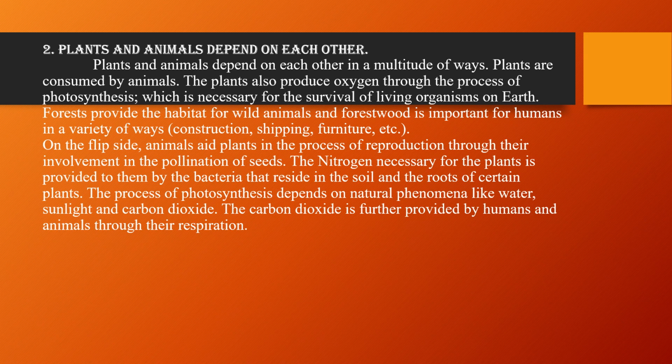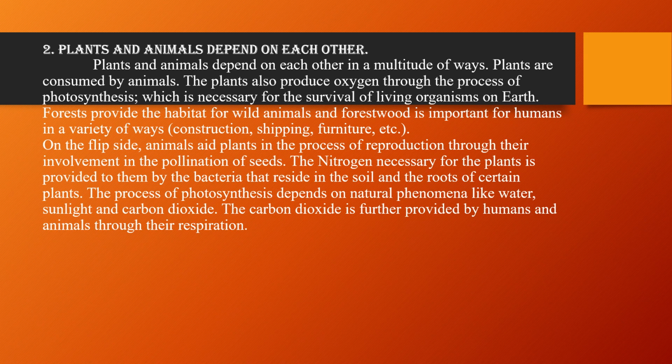Now this was just what I have told you. Now let's read: plants and animals depend on each other in a multitude of ways. Plants are consumed by animals; there are herbivorous animals who eat plants. Plants also produce oxygen through photosynthesis, which is very necessary for the survival of living organisms on the earth. See the dependence of living organisms on plants, because they provide oxygen. Forests provide habitat for wild animals, and forest food is very important for humans in a variety of ways. Forests give us shelter as well as the animals.